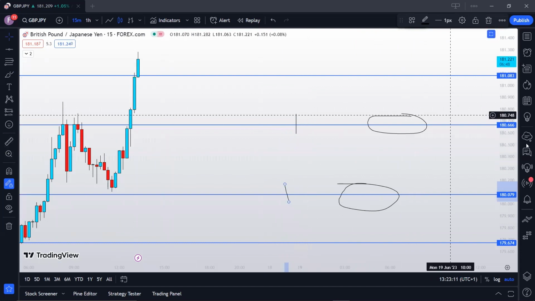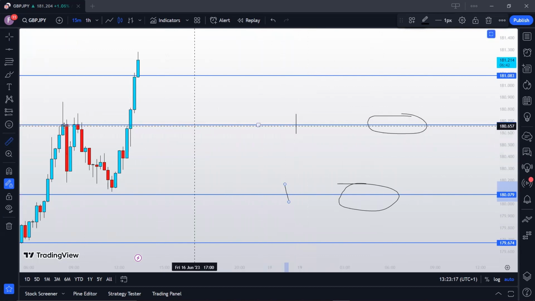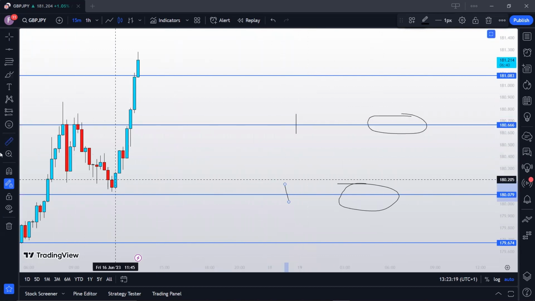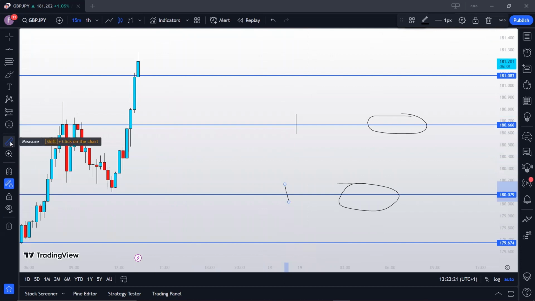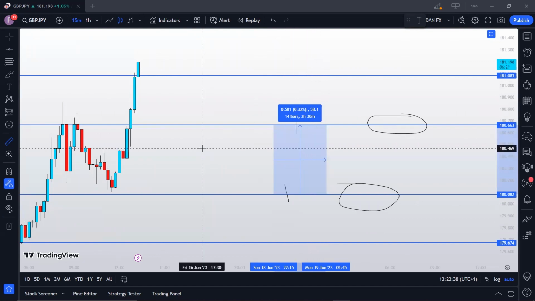So you don't really need to calculate that on your calculator. That's the old school way. On this platform here, you can just use a tool here. You click on this ruler tool here, measure, and you measure from here all the way up here. You can see they will show you the pip value. The pip value here is about 58 pips. This value up here at the right hand side is the pip value. So this is 58 pips, right?